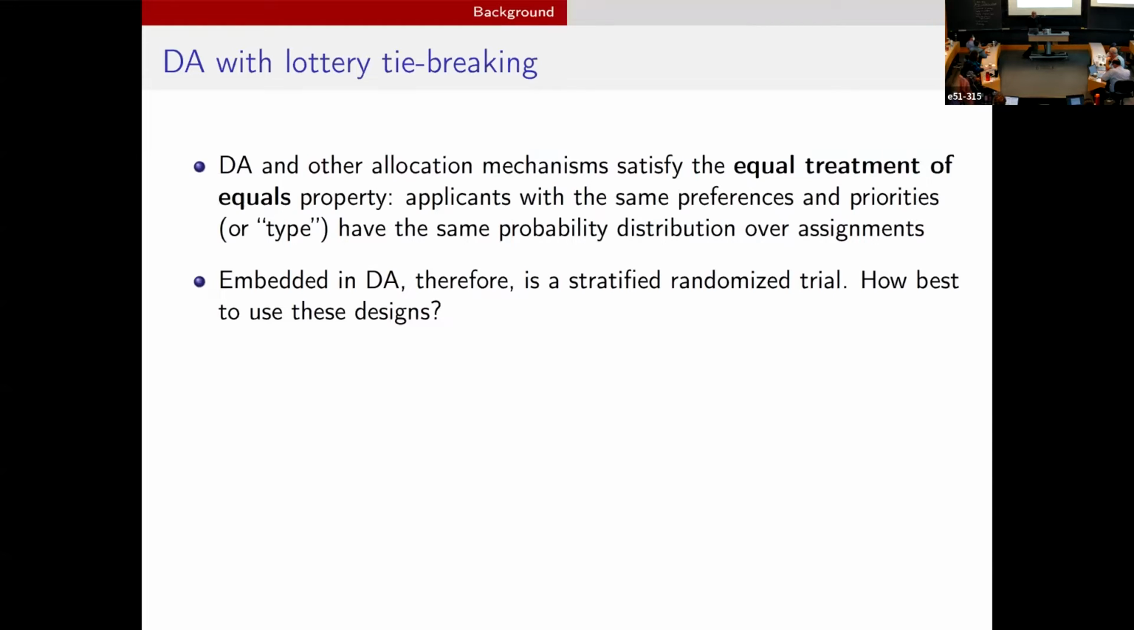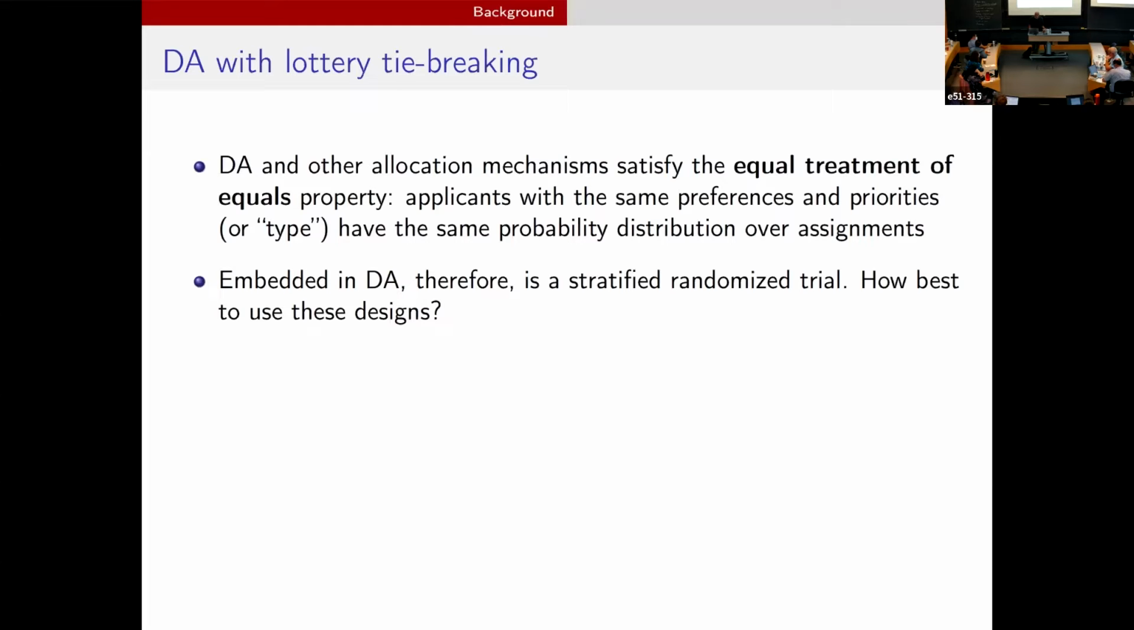And for our context, equal treatment of equals means if we have 2 applicants who have the same exact preferences and priorities, what I'm going to call a type. Type is your preferences, the choices of schools that you want, and your priorities at each of those schools.